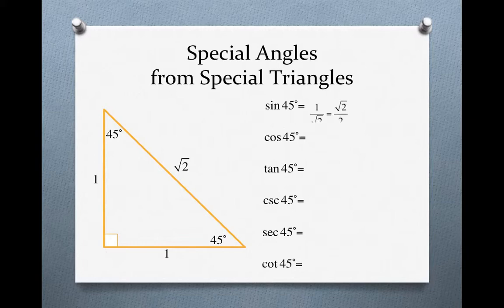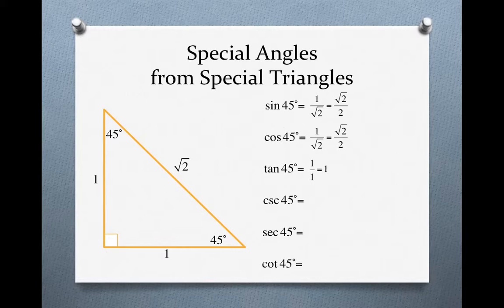So if we take the sine of 45 degrees, that's going to be the opposite over the hypotenuse, which is 1 over square root of 2. But remember, we cannot keep square roots in the denominator, so we'll have to rationalize that to get square root of 2 over 2. Same thing will happen with our cosine of 45. The adjacent is also 1, and so we get the same square root of 2 over 2 answer for cosine. For tangent, if we take the opposite over the adjacent, we're going to be taking 1 over 1, so our answer will simply be 1.